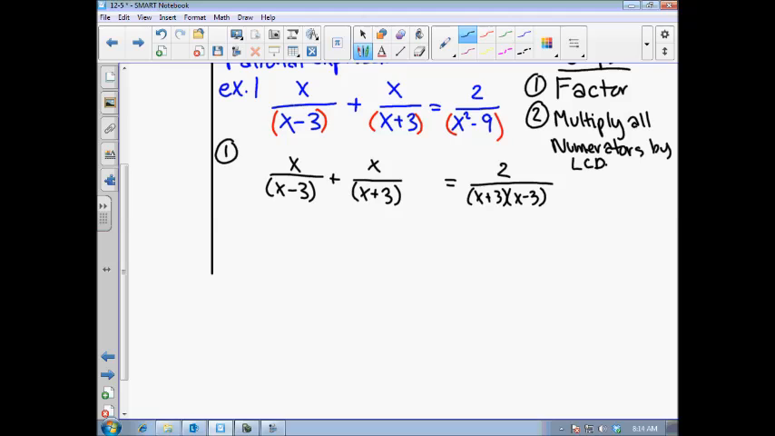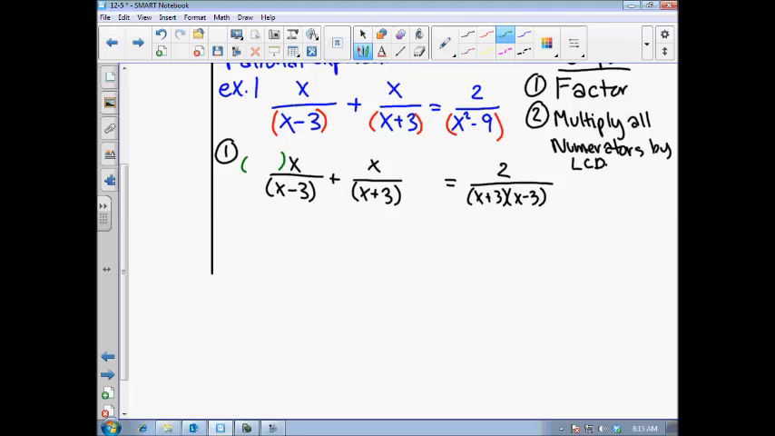The reason we multiply the numerators is because most of us don't like fractions. Who doesn't like fractions? Most of us either don't like fractions or make lots of mistakes with fractions. So if we can get rid of the denominators, that would be way better. So by multiplying in the numerator, we'll be able to get rid of the fractions. But we're going to have to multiply every numerator with our least common denominator.